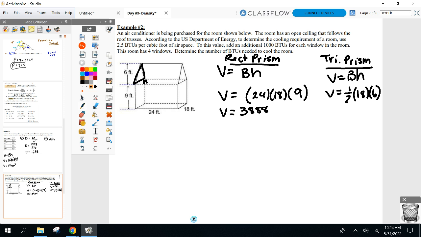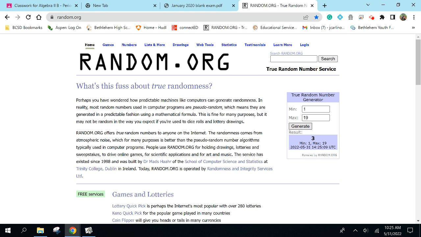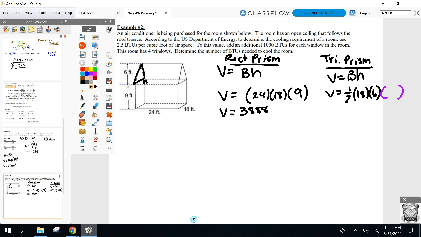What's the height of the triangular prism now? That's H going in now. Big B is 1/2 18 times 6. What's the height of the prism? The distance from the two triangles. The edge that connects the two triangles. How long is the height? 24. There you go.